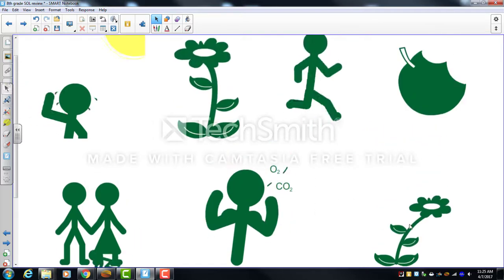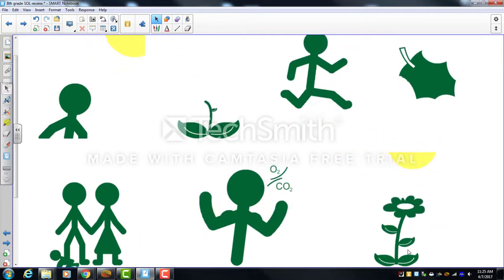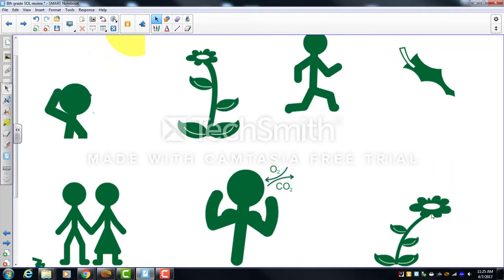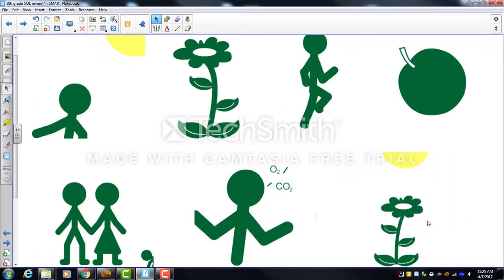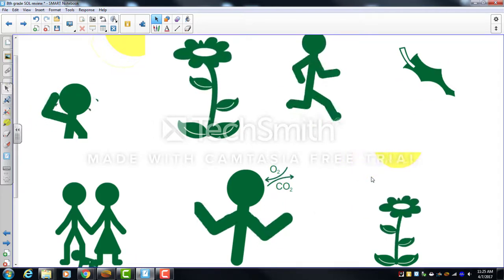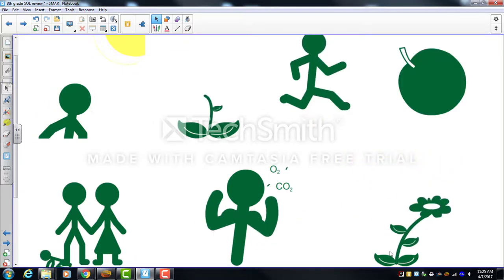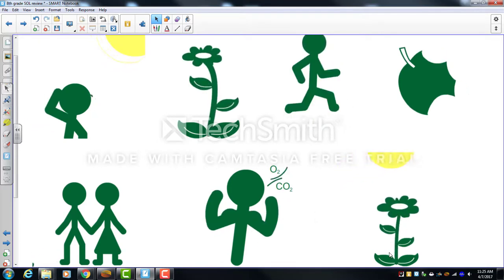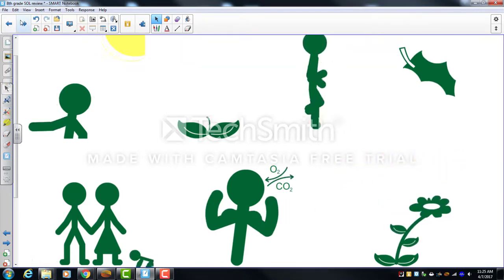And then finally, this plant right here, we could say it's moving, and it is. But we could also say that it is being sensitive to its environment. It's reacting to a stimulus. In this case, the sun is a stimulus, and it's actually reacting to its surroundings by moving toward it because it's trying to get what it needs.